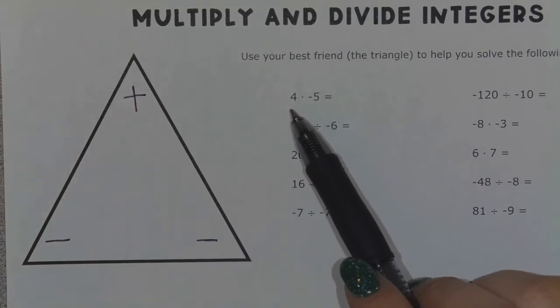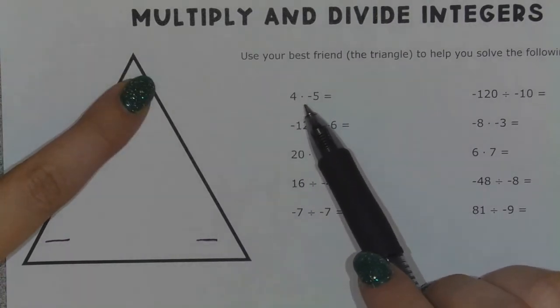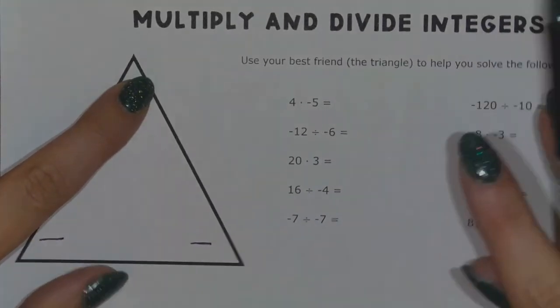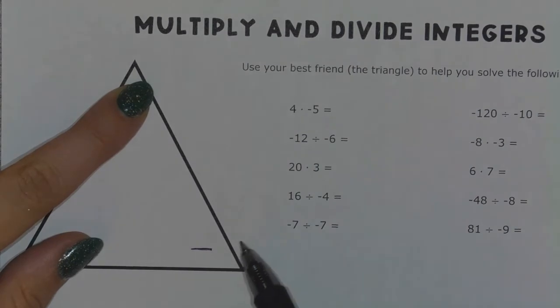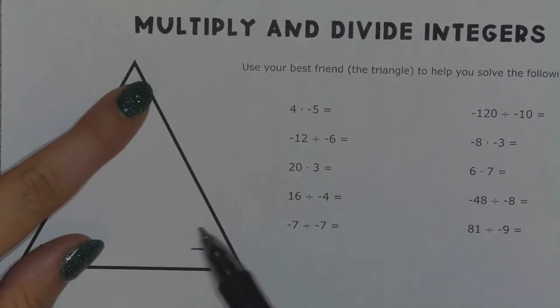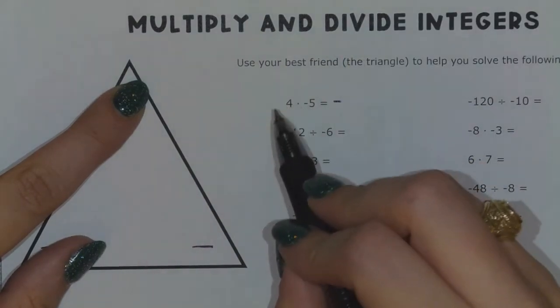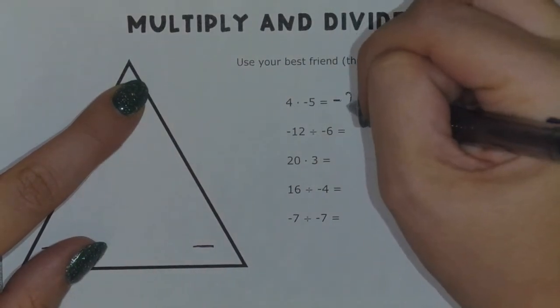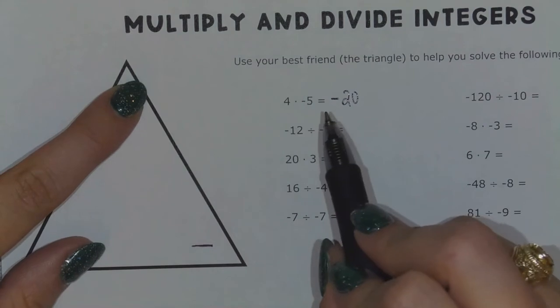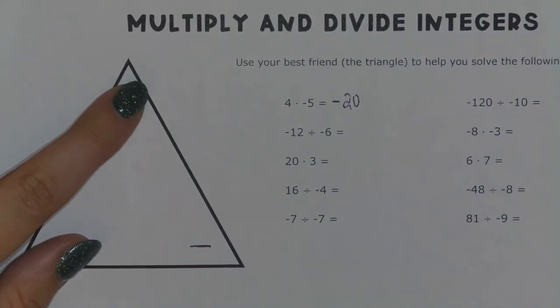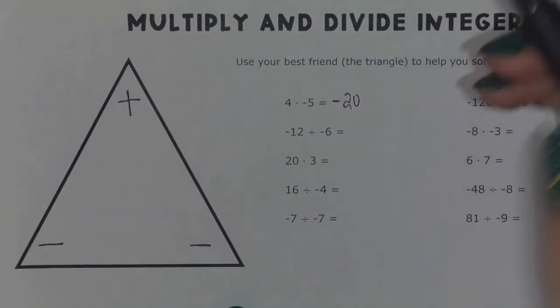So 4 is positive, so I'm going to cover up the positive symbol. -5 is negative, so I'm going to cover up a negative symbol. And whatever is left in your triangle, that is the sign of your answer. So I know my answer is going to be negative, and 4 times 5 gives me 20. So 4 groups of -5 gives me a value of -20.